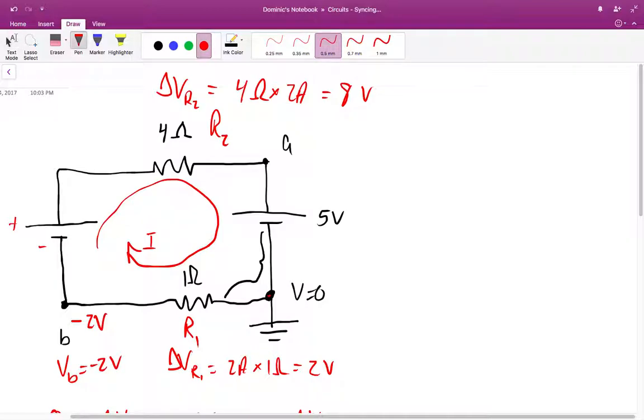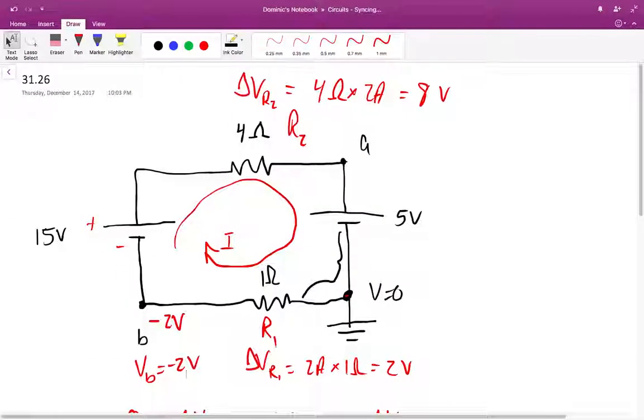When we go across the battery, we are going to add the voltage. So we are going to add minus 2 plus 15, so we're at 13 volts now. And then as we go across this resistor, we will subtract 8 volts. So at point A, we are now at 5 volts. Okay, and that's all we needed to figure out. So this is V of A. V of A is 5 volts, V of B is minus 2 volts.